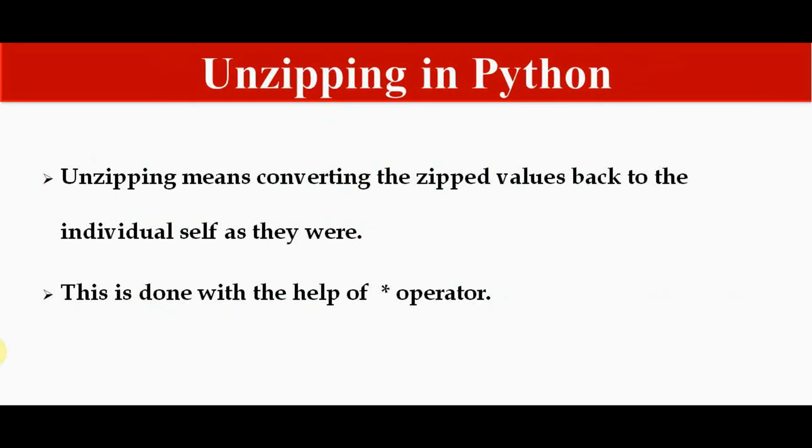And now let's see how unzipping is performed in Python. Unzipping, you can also call it unpacking zipped items. It means that you are converting the zipped values back to the individual sequences as they were. This can be done with the help of the asterisk operator. Let's see an example for it.